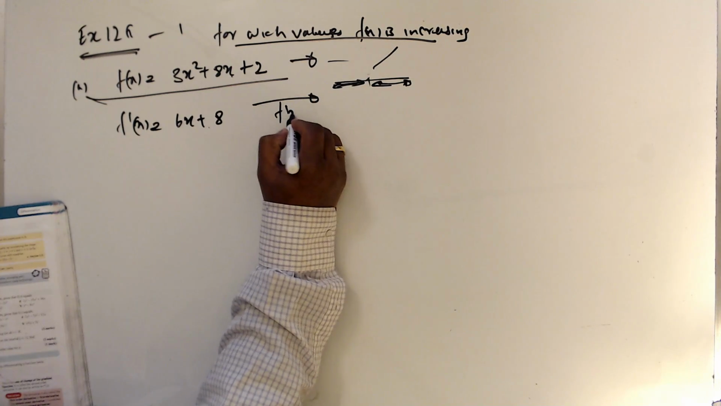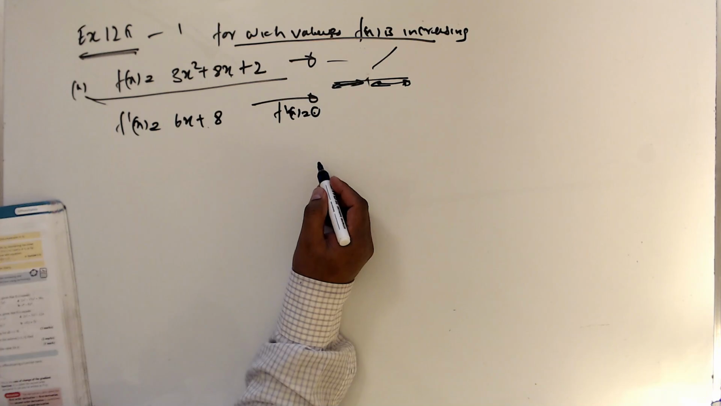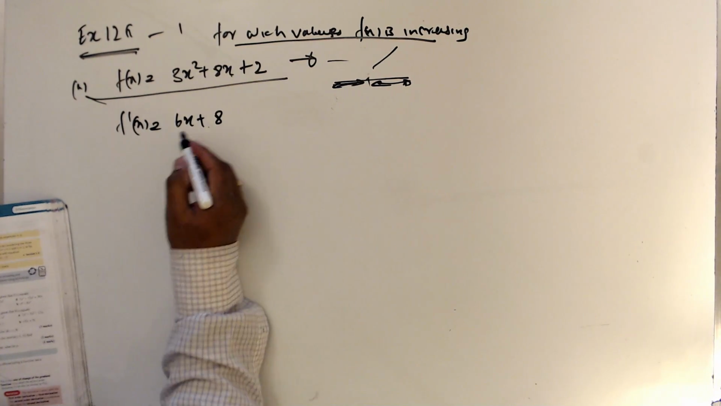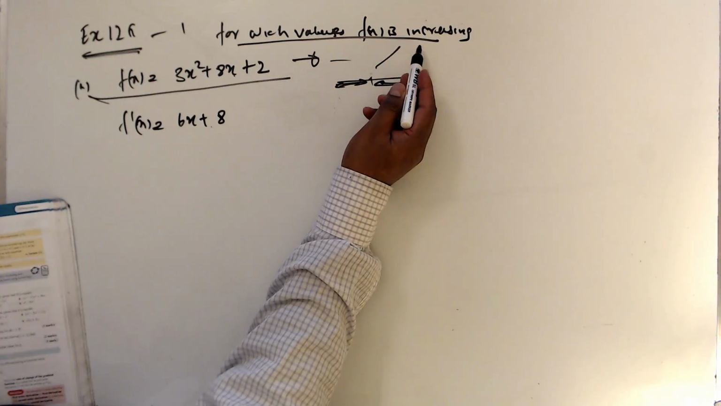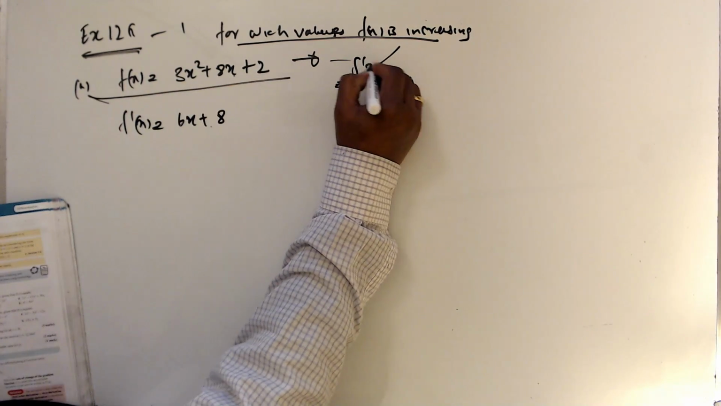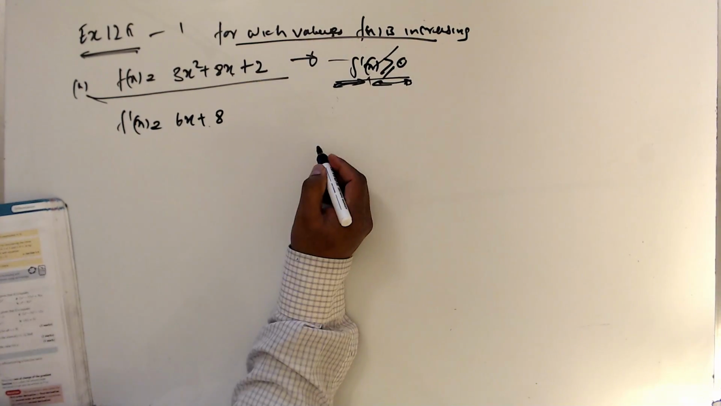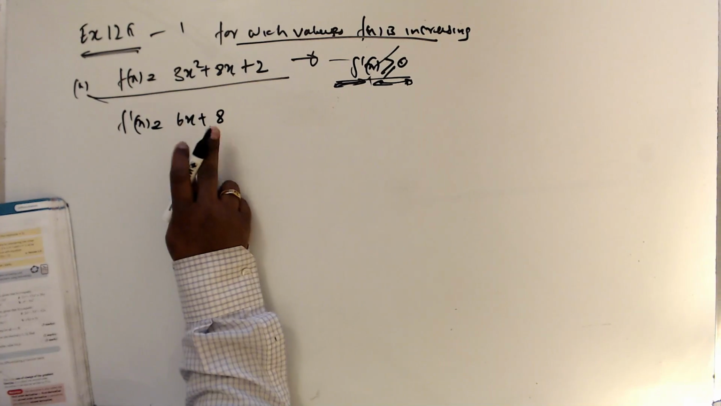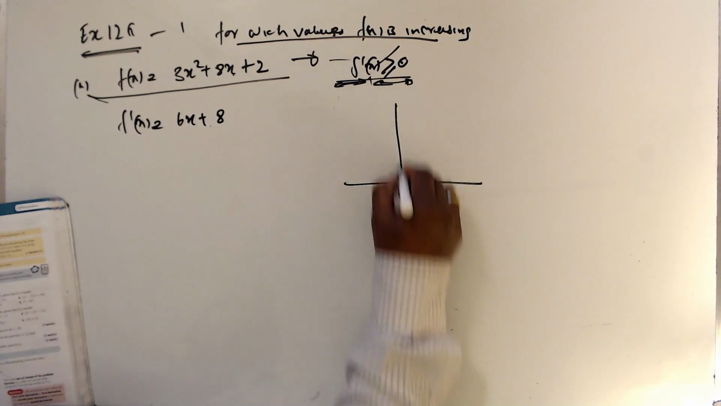So f'(x) equals 0, or it will come like this. So for which values of x is f increasing? In this graph, f'(x) has to be greater than or equal to 0. Now we have f'(x). What is this f'(x)?